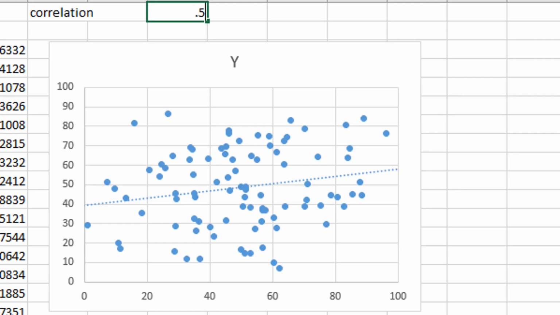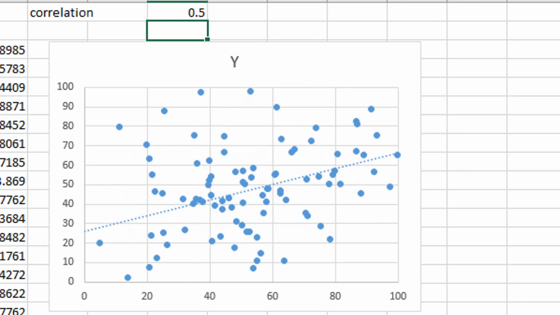Let's go up to 0.5 and see what that would look like. Okay, there's more variation around the line, but you can see a lot of the points actually cluster pretty close to the line. Let's go to 0.65.